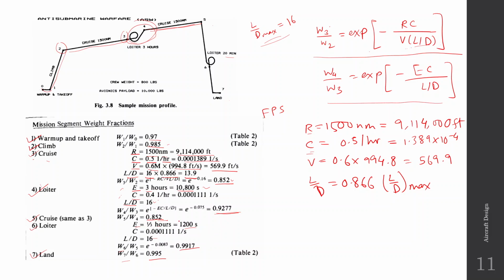Then the fifth one is the same as 3, and for sixth you again have a loitering phase. Here everything is the same, just your endurance is different. It is 1200 seconds. So similarly you put it into this formula and you get W6 by W5 as 0.9917. And landing is also given in the table.